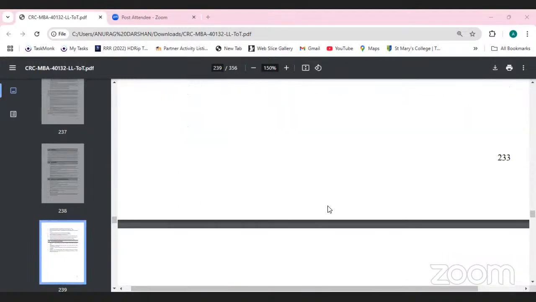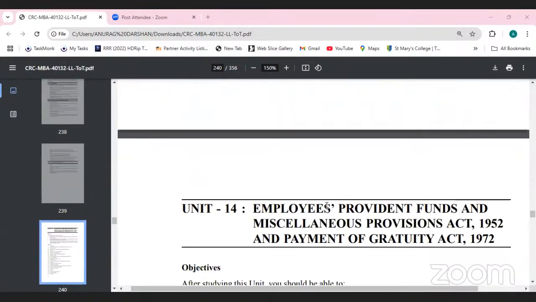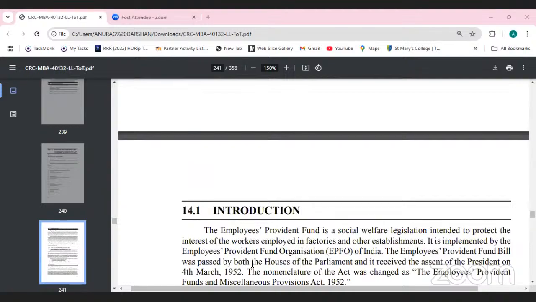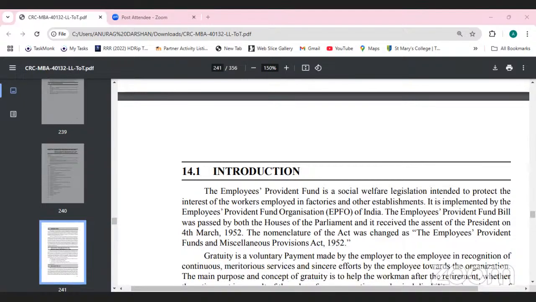So coming to the next particular subconcept, the Employees Provident Funds and Miscellaneous Provisions Act 1952 and the Payment of Gratuity Act 1972. Now coming to the Employees Provident Fund, again, it is a social welfare legislation which has been intended to protect the interest of the workers employed in the factories and other establishments. So we have the Employees Provident Fund Organization, EPFO of India. So we also have the Employees Provident Funds and Miscellaneous Provisions Act 1952.